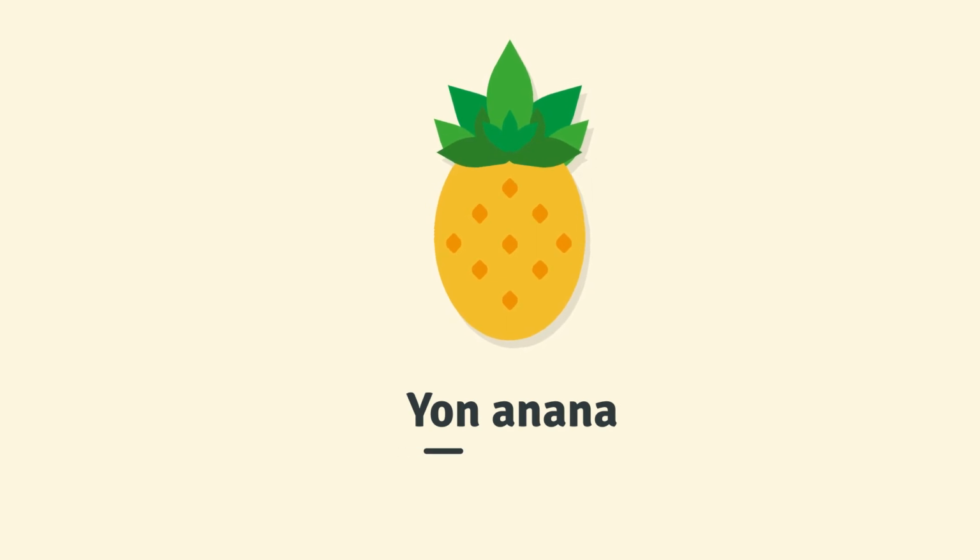We use the indefinite article, or the words "a" or "an," to refer to a person or object that's not specific. The Creole word for "a" or "an" is "yon." For example, to say "a banana," that would be "yon fig." And to say "a pineapple," that would be "yon anana."